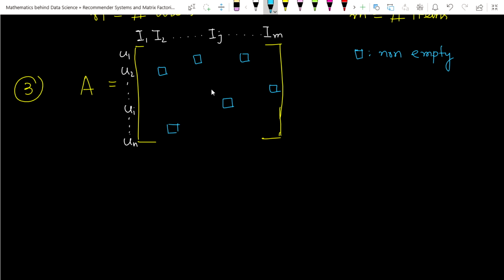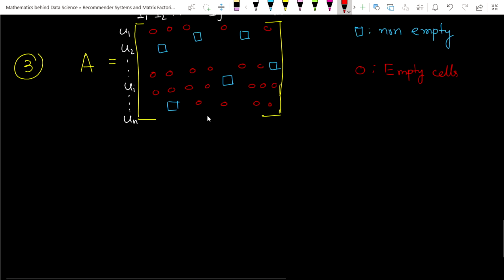Suppose the rest of the cells are null. I am using the red color for the empty values. Most of the values are empty. It is actually a sparse matrix. Most of the values are empty cells. Now our task is to predict these empty values.